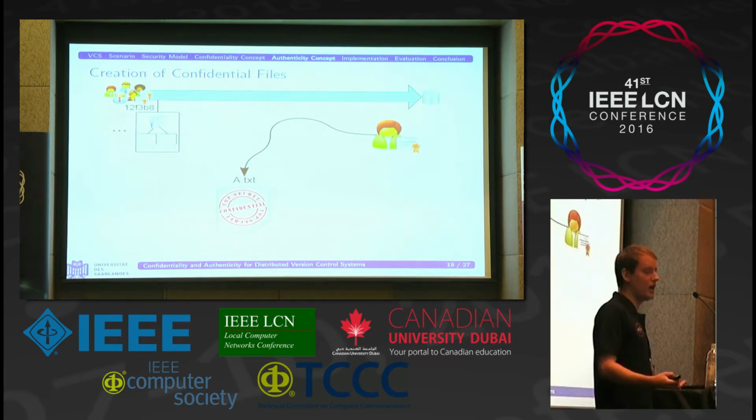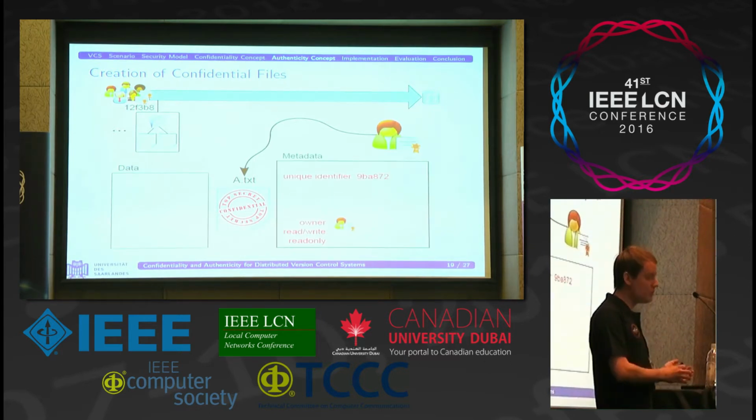First of all, if Alice wants to create a confidential file, we represent that confidential file using two objects. We have a data object which corresponds to the file's content, and a metadata object which contains metadata like access rights and file name. First of all, Alice generates a random identifier for that file. Under this identifier, the encrypted file is then stored in the regular working copy. And she assigns the access rights, so in this case, she is only set as file owner.